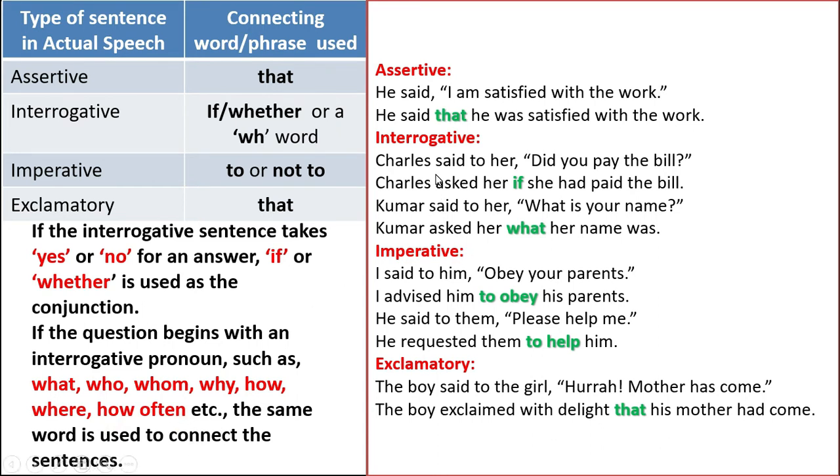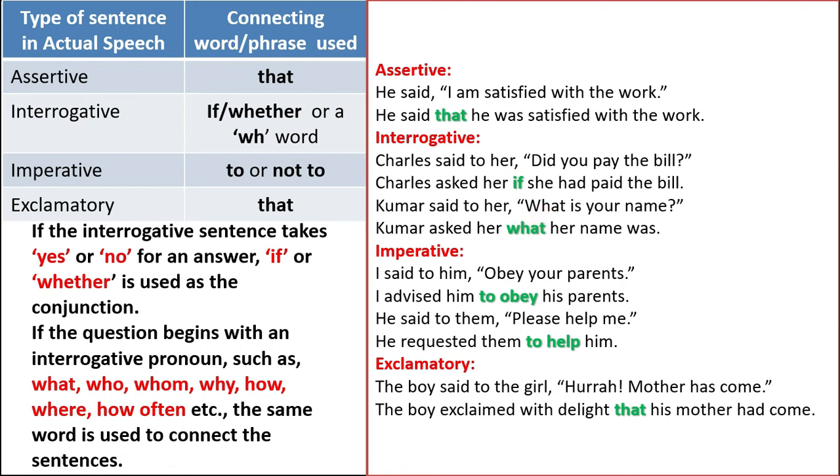Charles said to her, "Did you pay the bill?" Charles asked her if she had paid the bill. You can use whether as well. Kumar said to her, "What is your name?" Since we have a WH word here, and this is not a yes or no question, it means we don't give a yes or no answer to this question. We need to say something here. Kumar asked her what her name was. We use the same word as the connecting word.